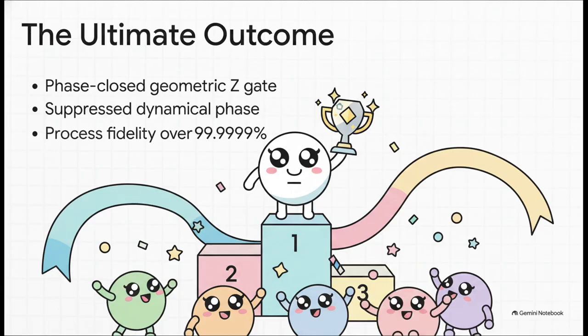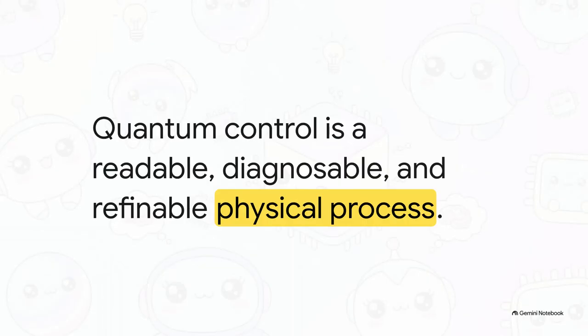So what should you actually take away from this explainer? It's this. Quantum control is no longer some dark art of just guessing discrete waveforms. By representing the control sequence as a continuous, physics-informed neural network, the entire evolution of the qubit becomes a readable, diagnosable, and refinable physical process. This isn't just neat theory. This is exactly the kind of deep, automated physical refinement we absolutely need to scale up stable, real-world quantum computers.